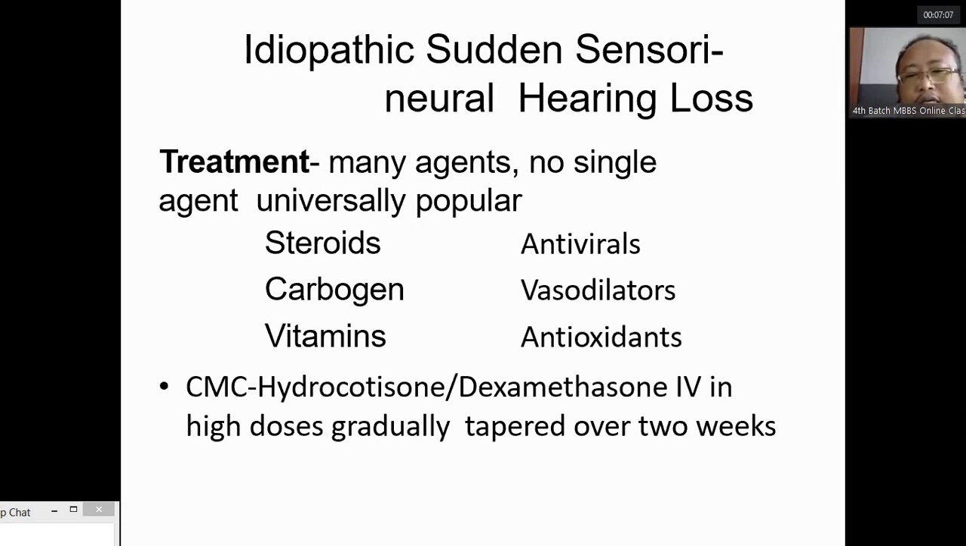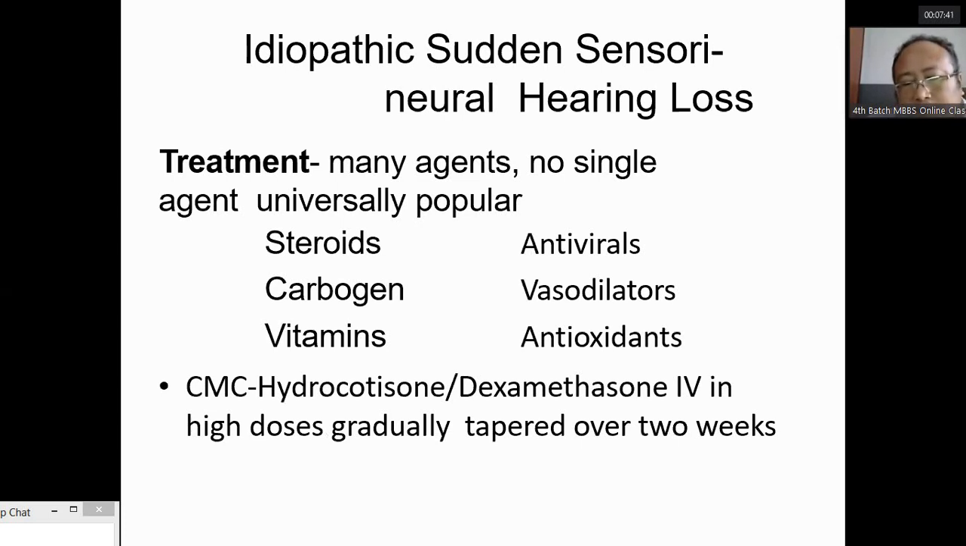Audiogram is a must. With the history and the audiogram, the patient should be treated as soon as possible. Sometimes the patient should be admitted for IV injections. Many agents have been tried for the treatment of this kind of sensory hearing loss: steroids, antivirals, vasodilators, antioxidants, carbogens, vitamins.